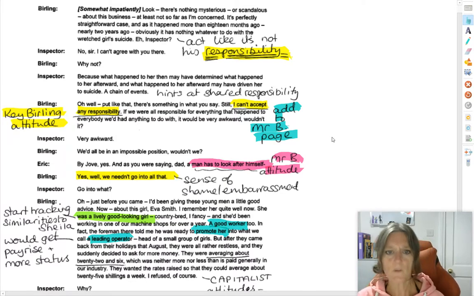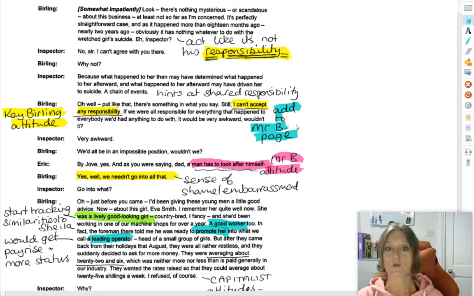He says, "If we were all responsible for everything that happened to everybody we'd had anything to do with, it would be very awkward, wouldn't it?" And the inspector agrees with him, very awkward. "We'd all be in an impossible position, wouldn't we?" And the inspector doesn't go on to agree with that, but Eric does. "By Jove, yes. And as you were saying, Dad, a man has to look after himself." And this one too, a man has to look after himself.